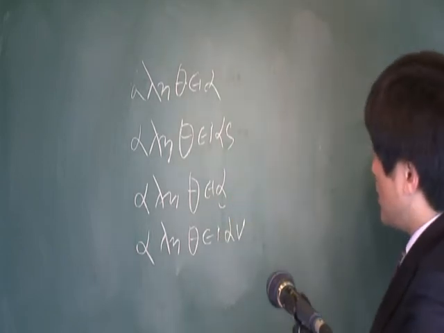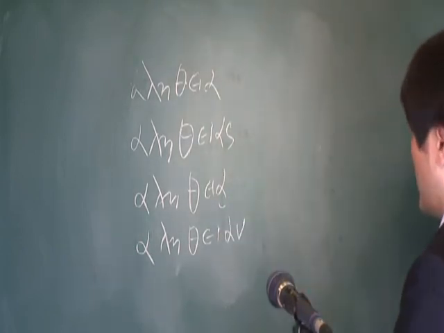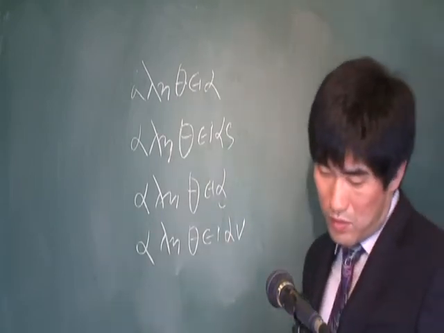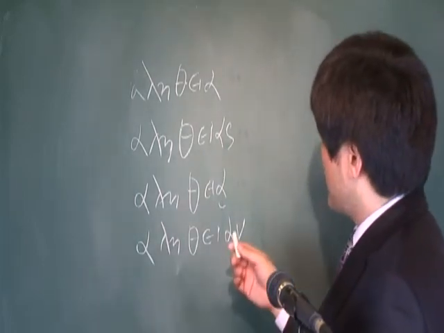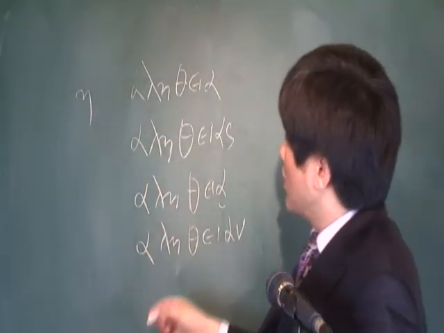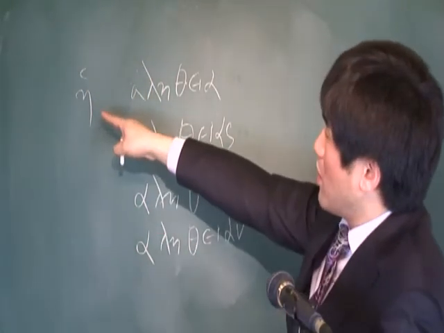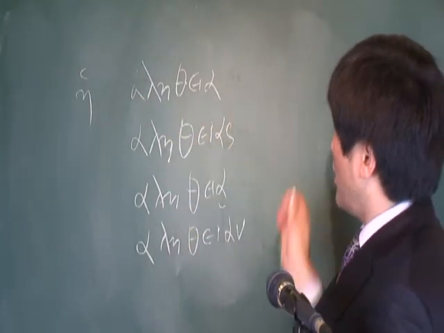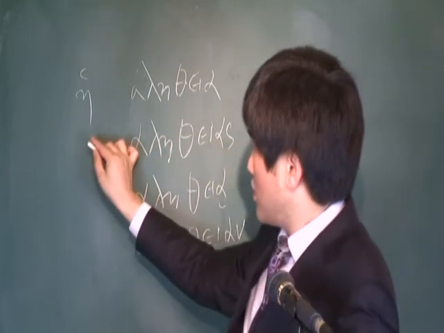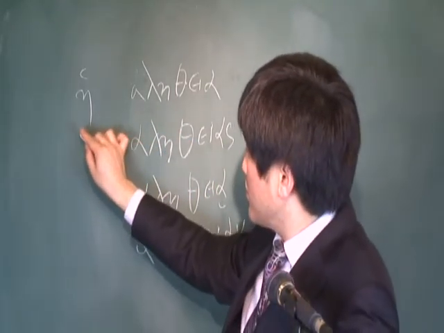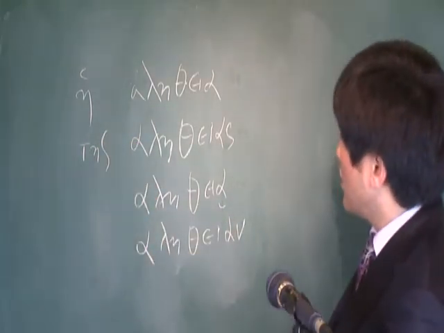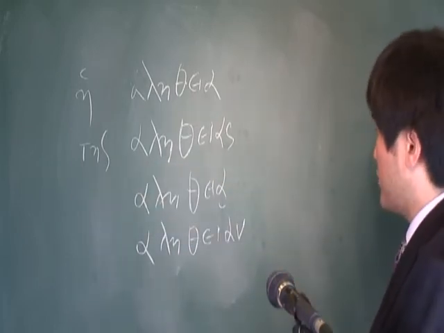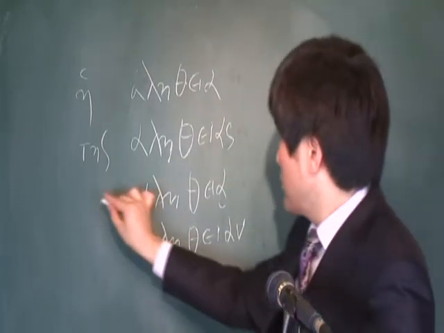Next, the neuter noun forms. We learned the word doron in its neuter form. Please read along. Doron. Doron means present. Let's look at its different forms. First, the singular forms. Please read along. Doron, dorou, doro, doron. These are the singular forms.